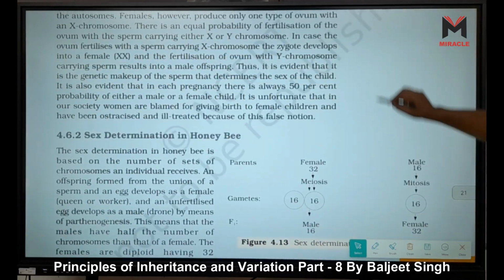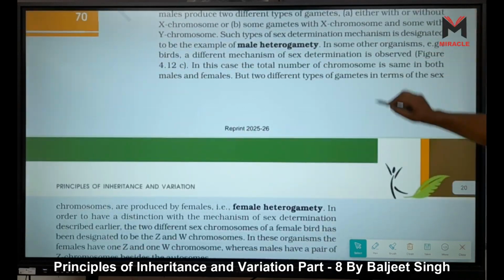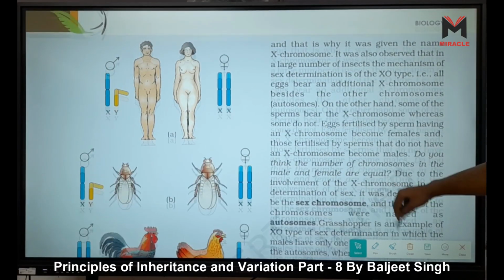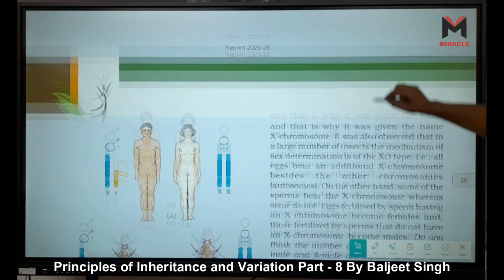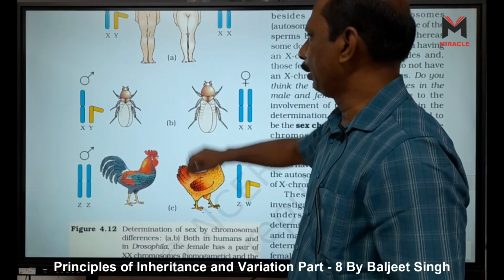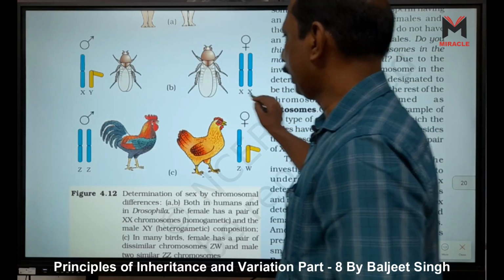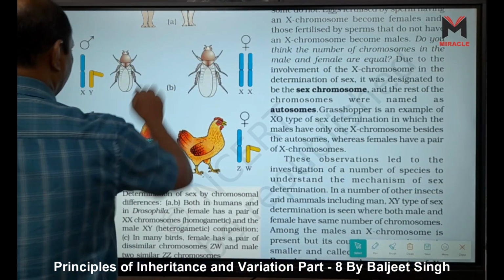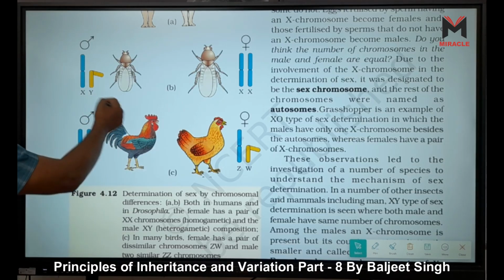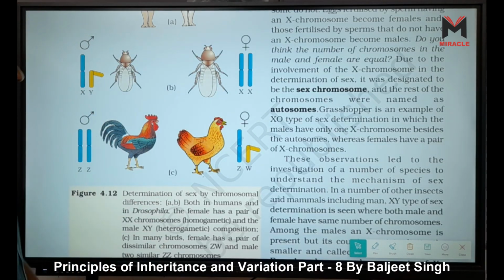Okay, before going to mutation, first a structure is given. We will discuss the structure. You can see here XX and XY in humans, and XX and XY in Drosophila. In Drosophila, the male shows heterogamity and the female shows homogamity, right?